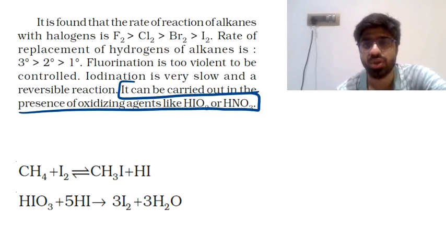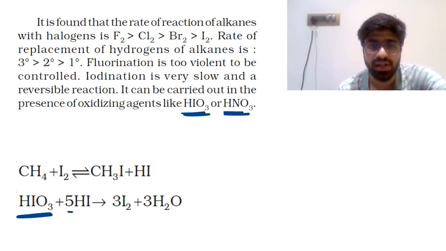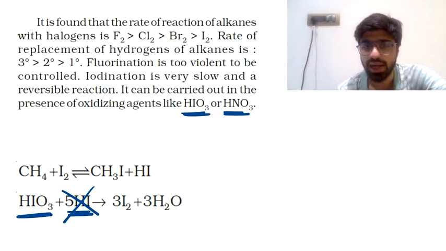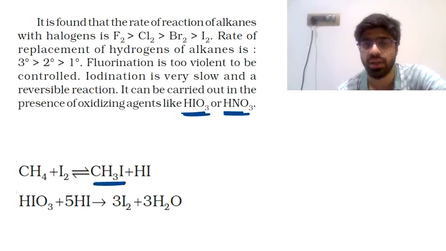we can make use of oxidizing agents like HIO3 and HNO3. That HIO3 will react with HI, forming I2 and H2O. So HI is getting eliminated with the help of this reaction, and because HI is getting eliminated, we are stopping the reverse reaction and letting the reaction stop at the formation of methyl iodide. So that is how we can make iodination occur.